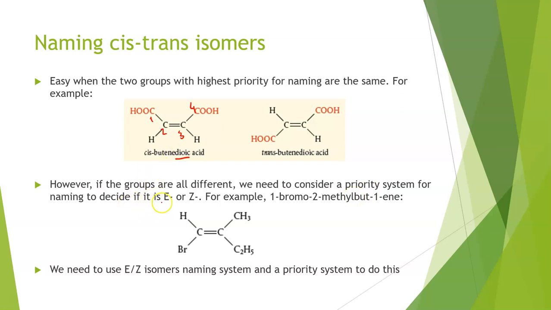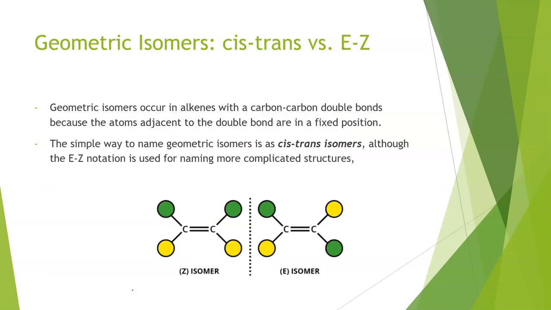Okay, so for example, 1-bromo-2-methylbut-1-ene, we see we can have bromo, we have a methyl, and then we have this ethyl group here as well. So when we have conflicts of priority, we use a system known as E and Z isomers to name when we have different groups that are trans or cis across the double bond. Our rules for this are like this.